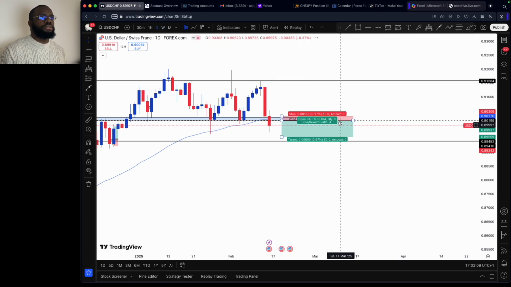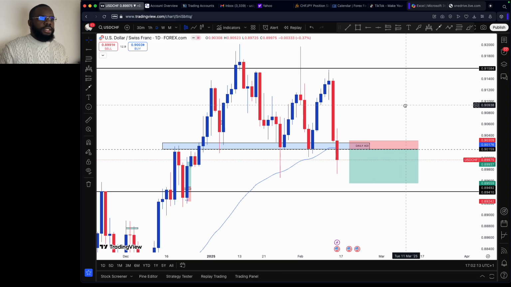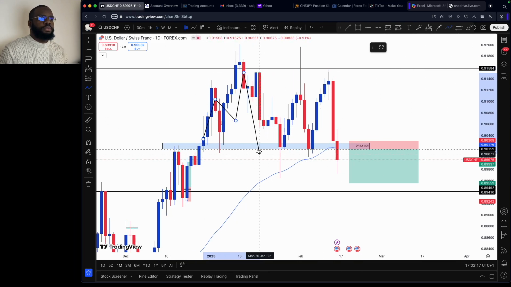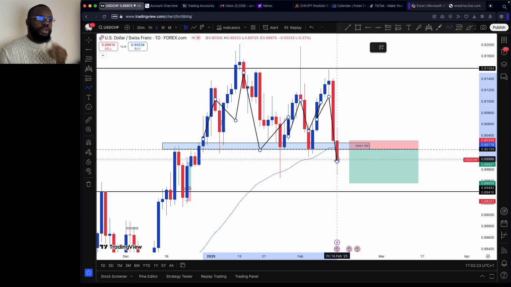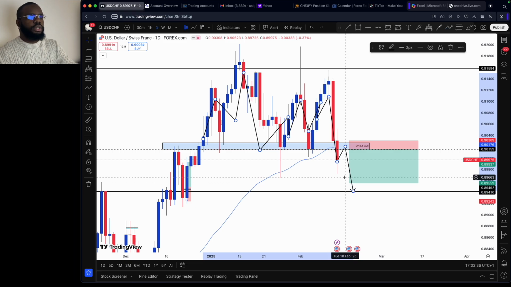So how we'll do that is we'll go to the daily. As you can see, the daily closed below all this price action that is here. Price decided to close below it. So what I'll be waiting for is a retest of this zone, the former support and resistance, to sell down. That's what I'll be waiting for.